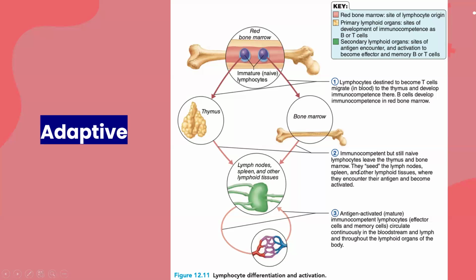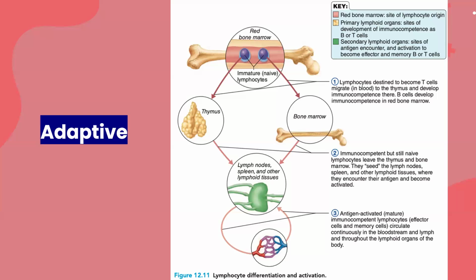Okay, they leave those academies and they seed or go to the lymph nodes, the spleen, and other lymphoid tissues. Once they encounter the antigen or any evidence that there's a criminal, they become activated. Okay? And these antigen activated or mature immunocompetent lymphocytes circulate continuously in the bloodstream and the lymph throughout the lymphoid organs of the body, and they start to do their work.